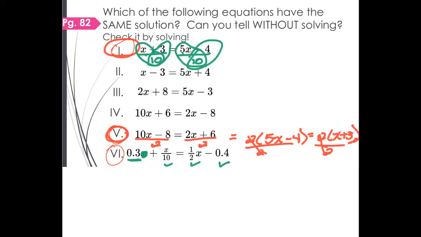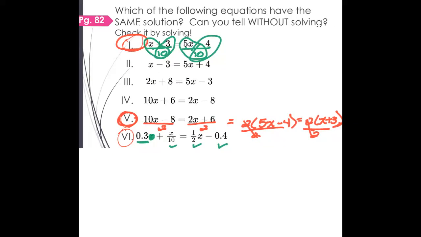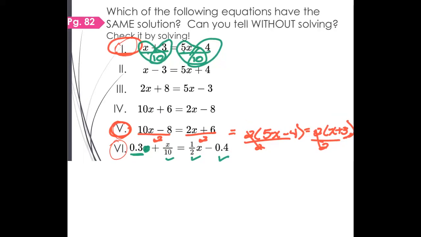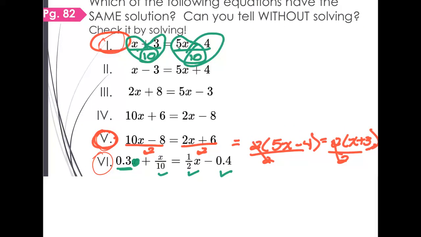There is one more set that does not involve 1, 5, or 6. Can you find the other one? And this one is a lot harder to find without solving. I'll tell you that. So it involves 2, 3, and 4. Do you see one that is somewhat similar and would have the same solution as another equation out of 2, 3, and 4?